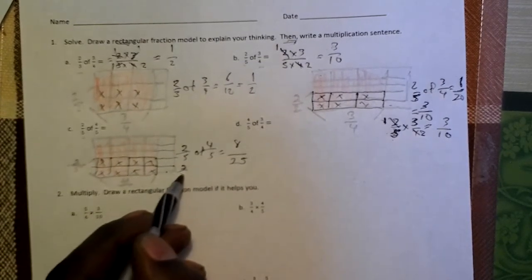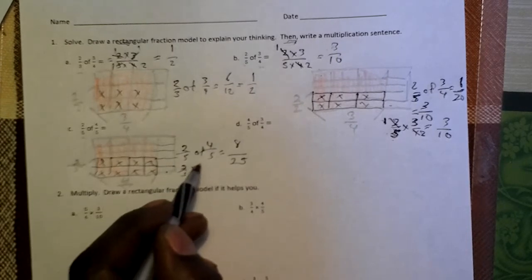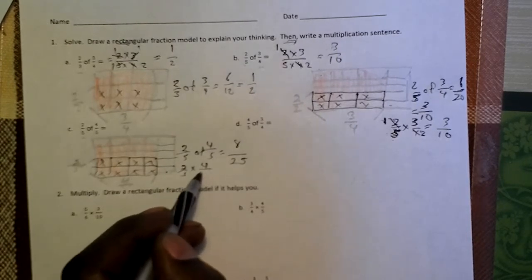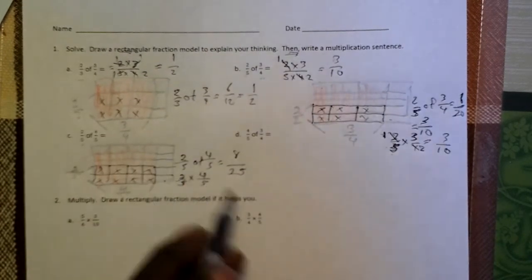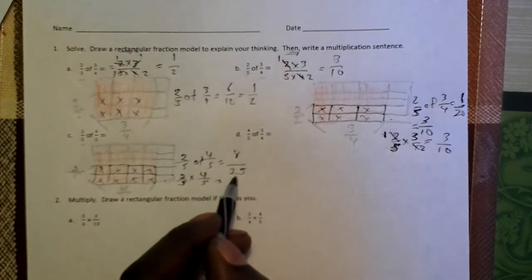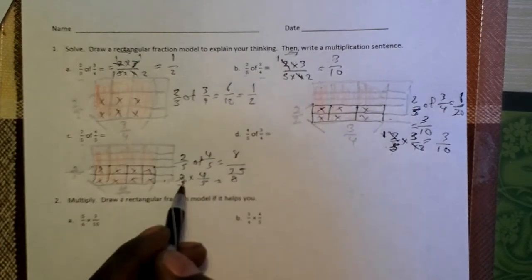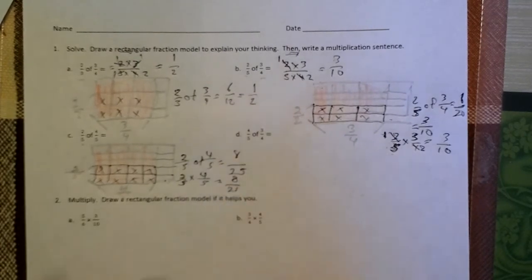Yes? So let's do that with math. And we do 2/5 times 4/5, because "of" means times, right? And can we reduce? No, we can't. Very good. So it equals 2 times 4 is 8. 5 times 5 is 25. Okay? Move on to the next one, and the last one in this section.